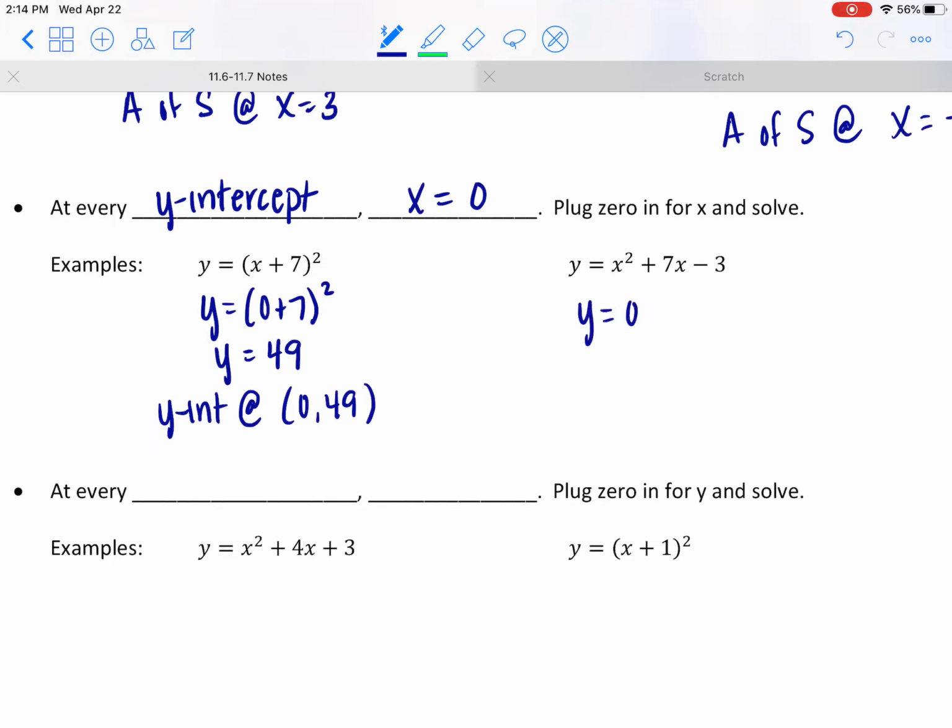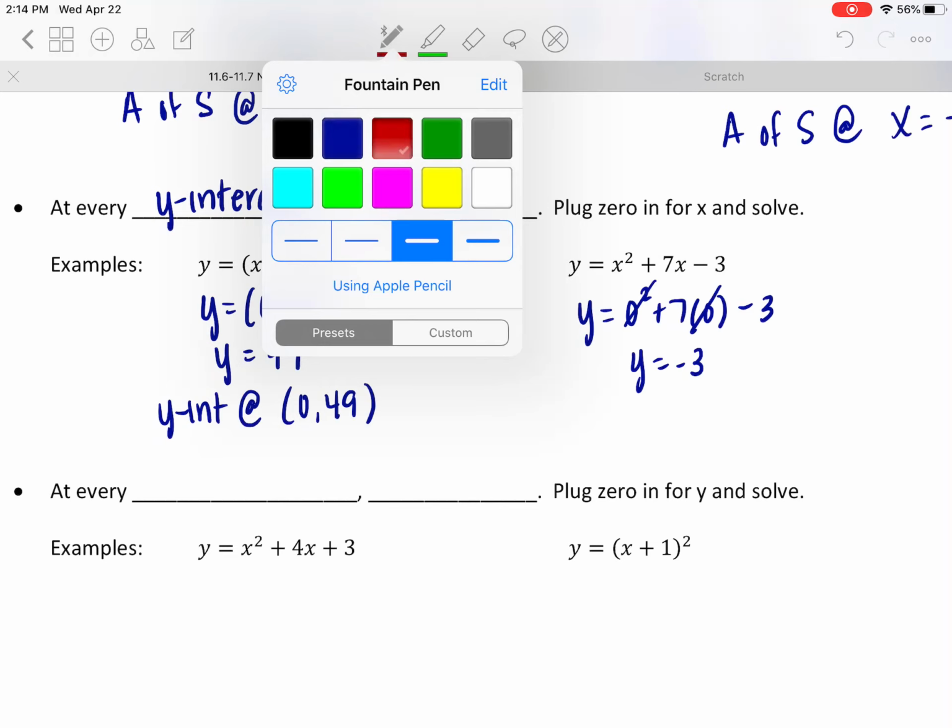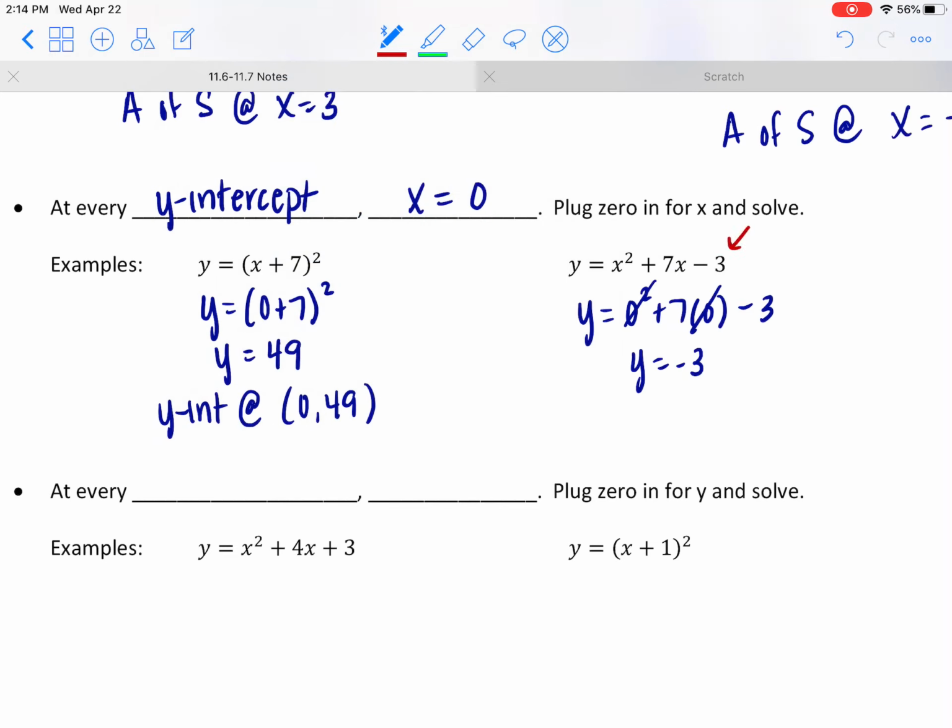0 for x, 49 for y. That's a really tall one, right? If you were making the graph, you'd have to make a really huge graph to try to capture that intercept. All right, so here, the y-intercept, plug a 0 in for x means we're going to have 0 squared, 7 times 0, and then minus 3. And what happens is these go away, and we're left with y equals negative 3.